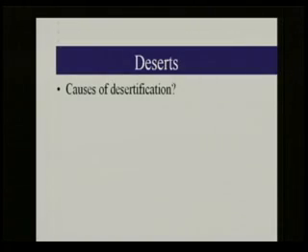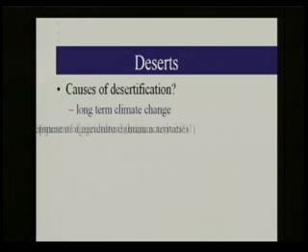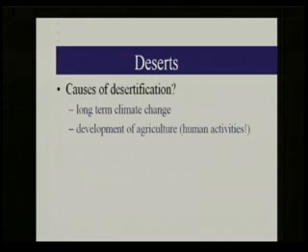And finally, we're going to wrap up with the causes of desertification. As you might imagine, this can be pretty darn complex, but basically we're looking at long-term climate change, and this can result, of course, from plate tectonic positions, and we can see intermediate climate changes with Milankovitch cycles. But of more concern and immediate term is the development of agriculture or human activities.